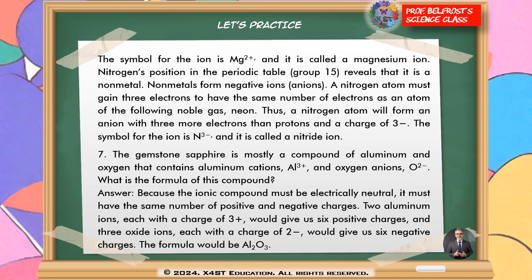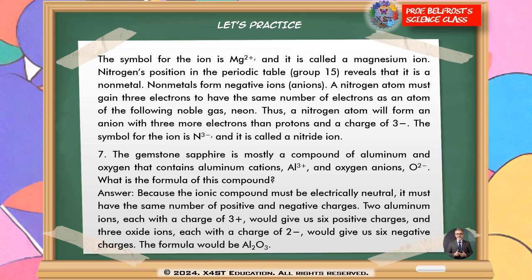Whereas nitrogen is positioned in group 15, which means it is a non-metal. Non-metals will form negative ions, which are anions. A nitrogen atom must gain 3 electrons to have the same number of electrons as the atom of the following noble gas, neon. Thus, a nitrogen atom will form an anion with 3 more electrons than protons and a charge of negative 3. The symbol for this is N3-, and it's called nitride ion.